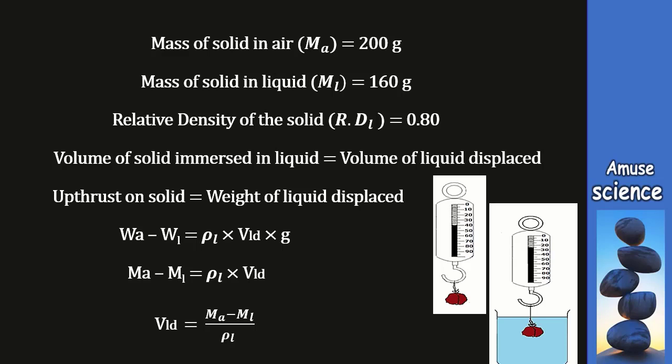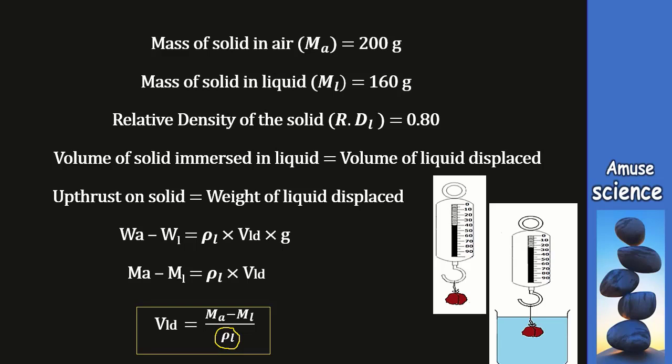So if we know the mass of the solid in air, which we know, and the mass of the solid in the liquid, which we know, divided by the density of the liquid, which we don't know, we can now find the volume of the liquid displaced. Our task here now is to find the density of the liquid and substitute the values into this formula. So let's take good notes of this particular formula.